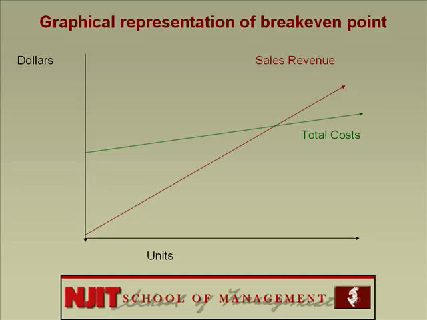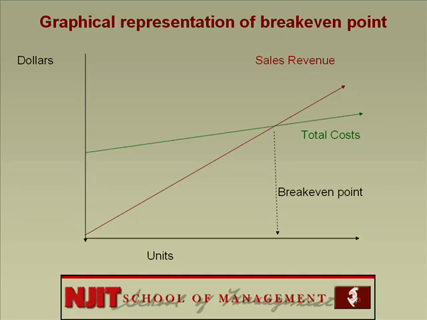The left side is called loss area, and the right side of where the two lines intersect is called profit area. What's the break-even point? It's the point where sales revenue intersects total costs. That's the break-even point. As I said before, left of the break-even point we call loss area, and to the right we call profit area.